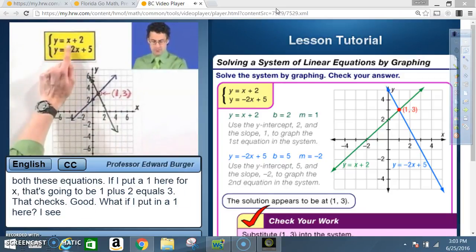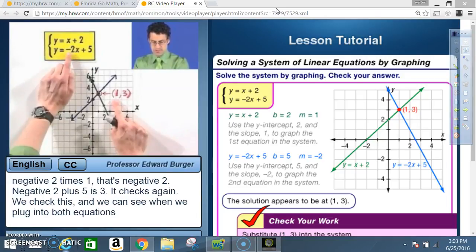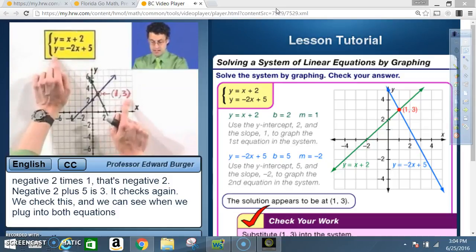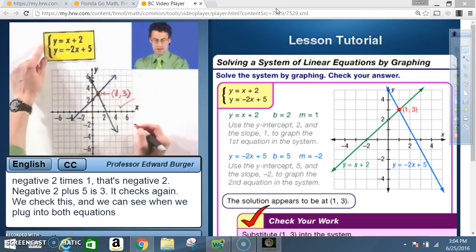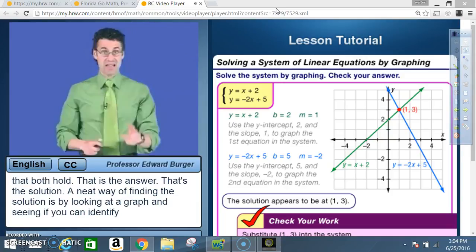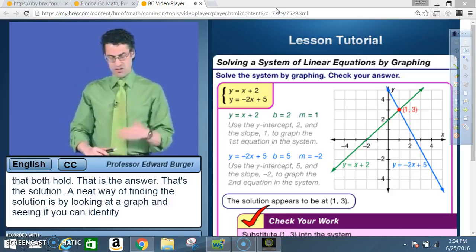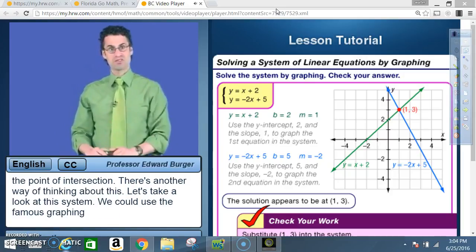If I put a 1 here for x, that's going to be 1 plus 2, that's 3. That checks. Good. And what about if I plug in a 1 here? I see negative 2 times 1, that's negative 2 plus 5. Negative 2 plus 5 is 3. It checks again. So by plugging into both the equations, we see that both hold. So in fact, that is the solution. A neat way of finding a solution is by looking at a graph and seeing if you can identify the point of intersection.